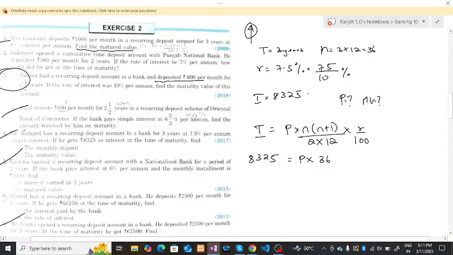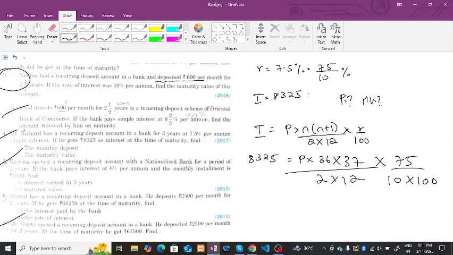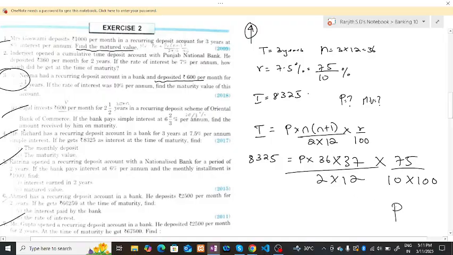Okay, 36 into n plus 1, n plus 1 is 37, divided by 2 into 12, into R. What is R? 75 by 10 into 100. 7.5, I've written it as 75 by 100. So P is on the right hand side, correct? Naomi, if P is on the right hand side, shift all the values towards the left. What are the denominators we have? What are the denominators, students? On the right hand side, what are the denominators we have? Everything will move to the left hand side numerator.